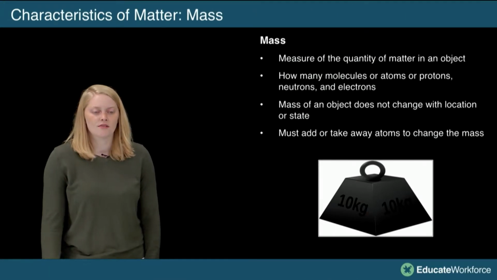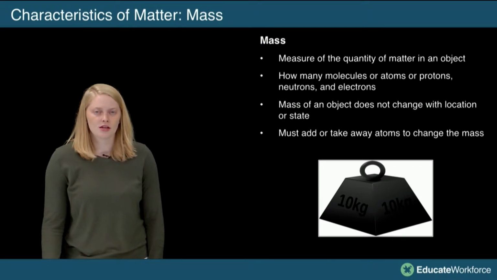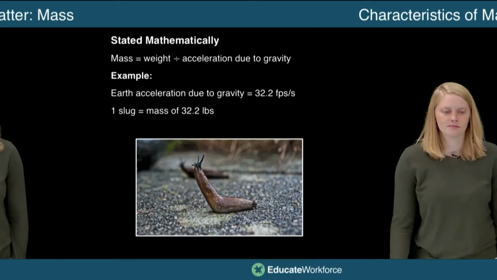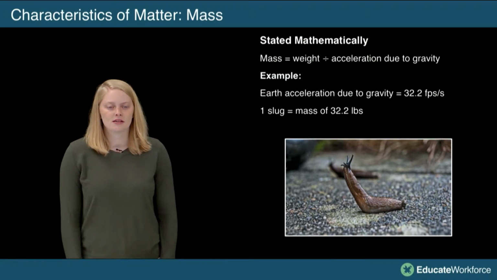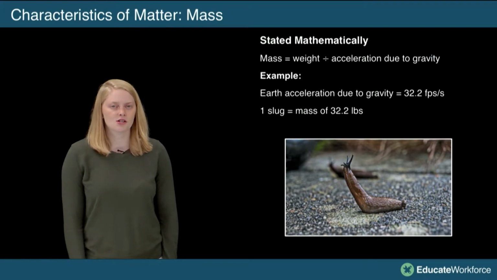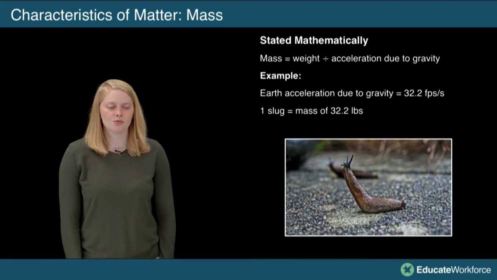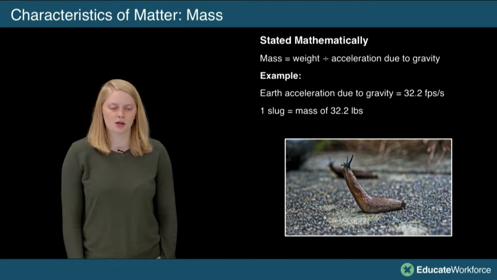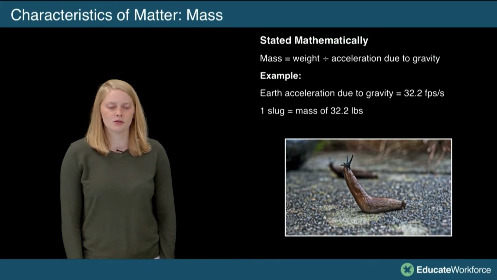Mass is the measure of the quantity of matter in an object, and it does not change with the location or state of the object. In order to calculate mass, we divide weight by the acceleration due to gravity. So for example, Earth's acceleration due to gravity is 32.2 feet per second squared, and one slug is equal to the mass of 32.2 pounds.